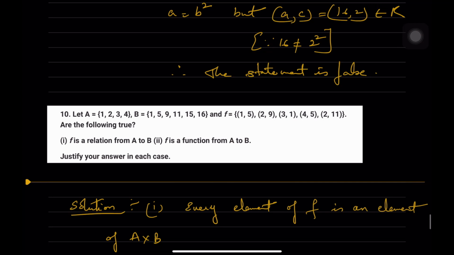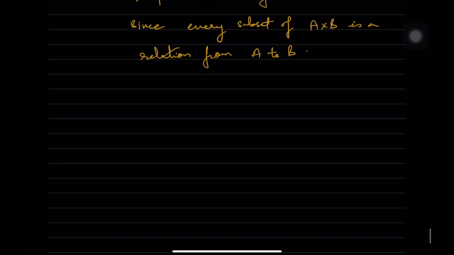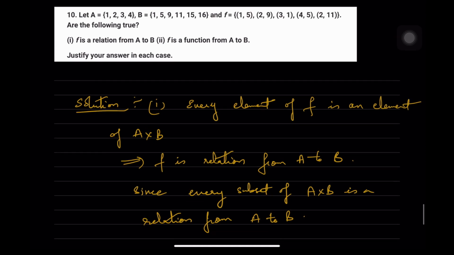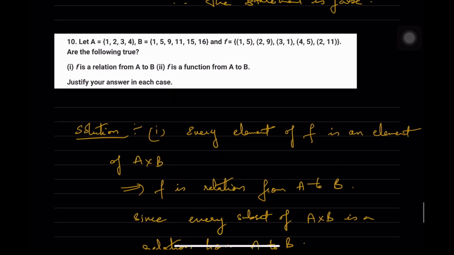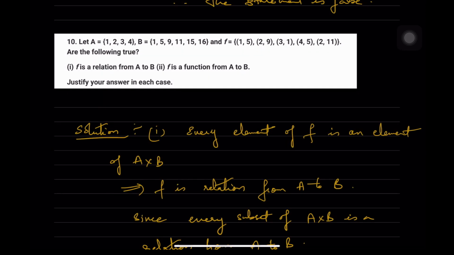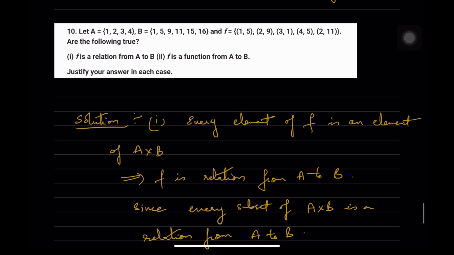So therefore here, since every element of F is an element of A cross B, we can say that F is a relation from A to B. And here you can see that all the elements of F, that is (1, 5), (2, 9), (3, 1), (4, 5), (2, 11), all these are from the first set, and the second one in the ordered pair is in the set B. That is domain and range, where it is very clearly defined.